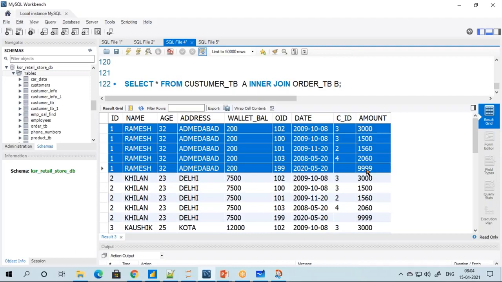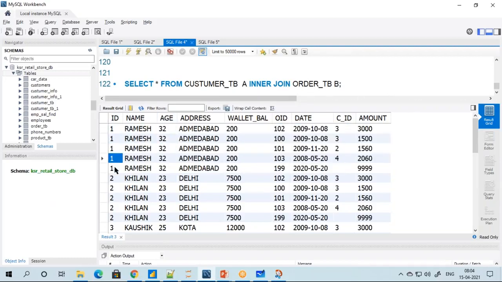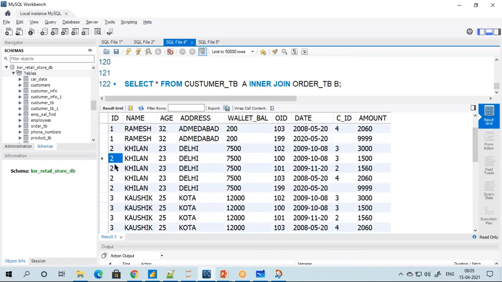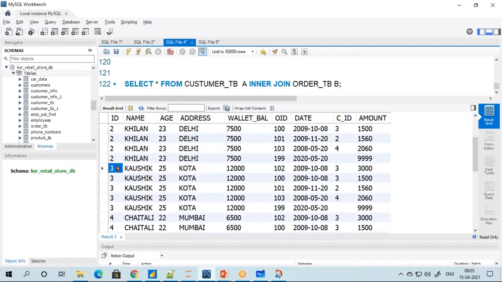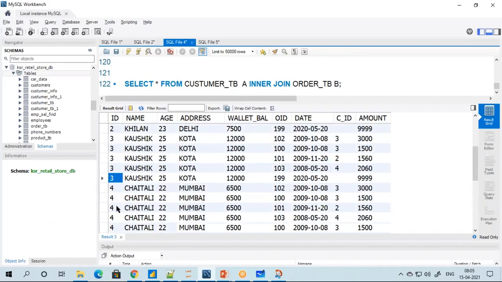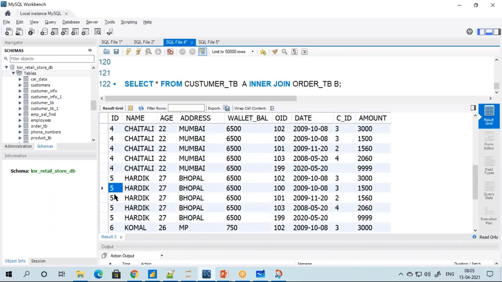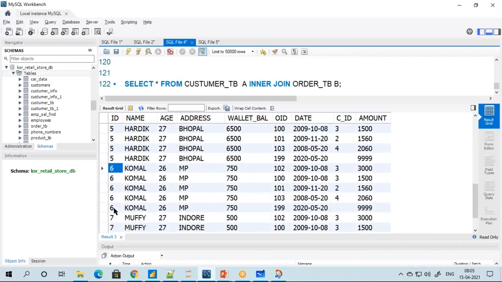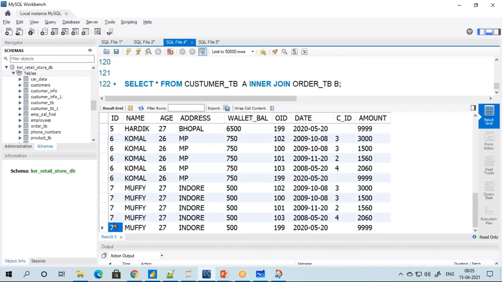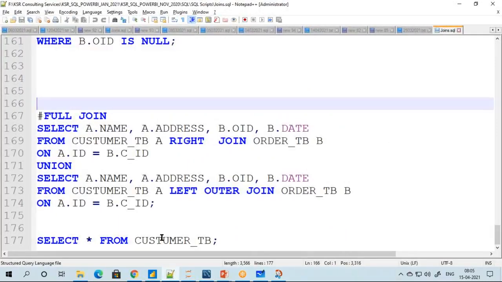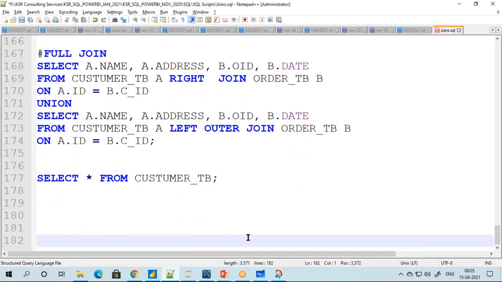If I don't put the condition, how many records are there? Let's count it. 1 2 3 4 5 records. 5, 10, 15, 20, 25, 30, 35. Totally I am getting 35 records. Without the condition, I'm getting 35 records.